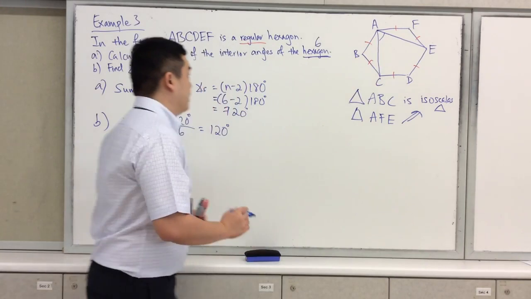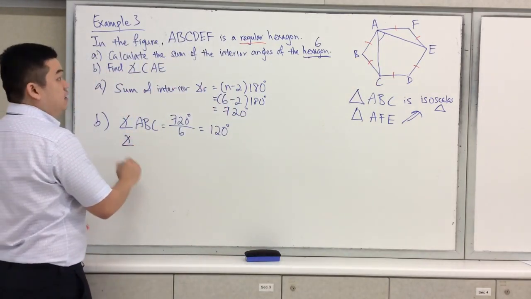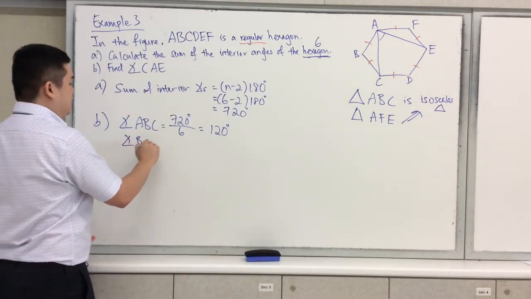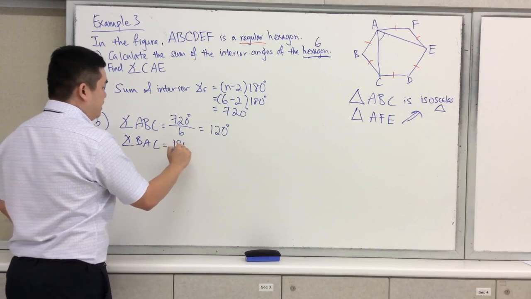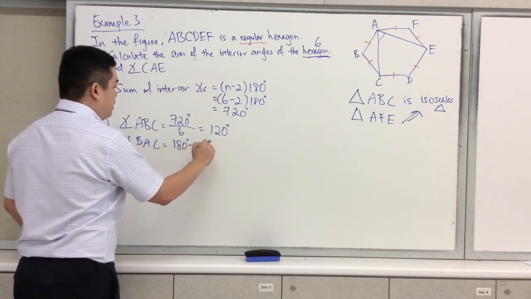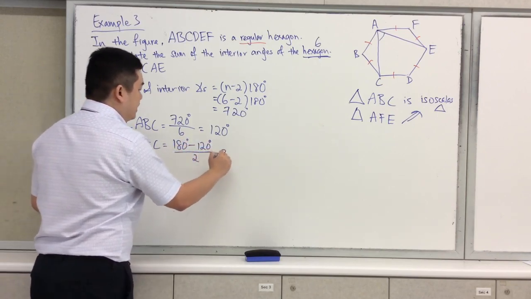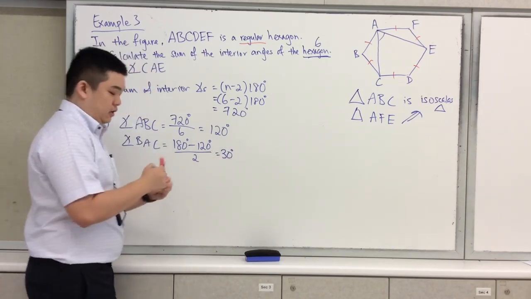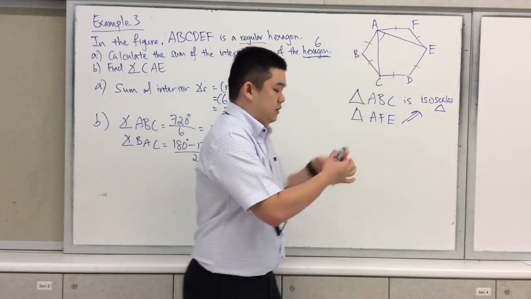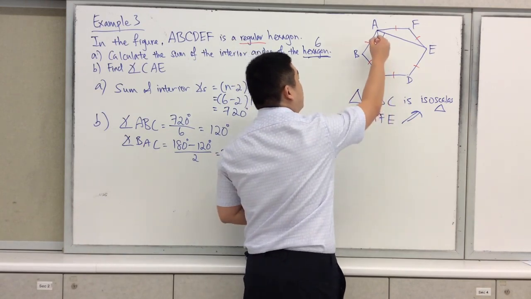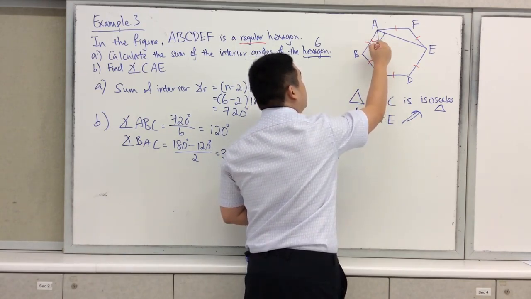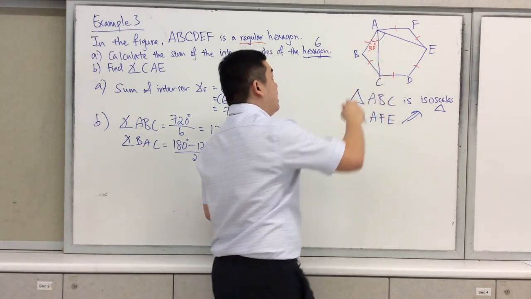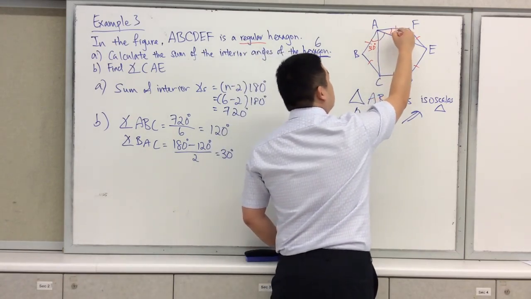So now, since we know that this is 120 degrees, we can find these two base angles of the isosceles triangle. So we can find angle BAC to be 180 degrees minus 120 degrees, divided by 2. And you know that this value is 30. Alright? So we know that this value is 30. So I update my diagram. This is 30, right? And this is also 30.